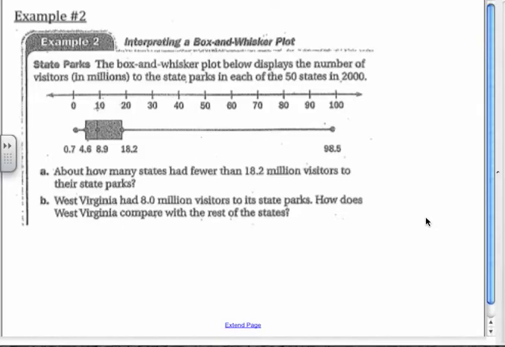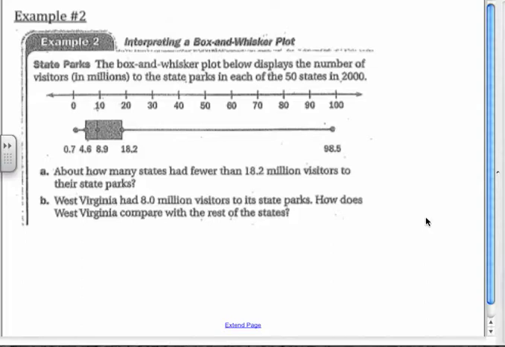Now, example number 2 says the box and whisker plot below displays the number of visitors in millions to the state parks in each of the 50 states in 2000. Okay? Now, they've actually given us the box and whisker, and they're going to ask us to interpret it, to use this box and whisker to tell us something about visitors to state parks.